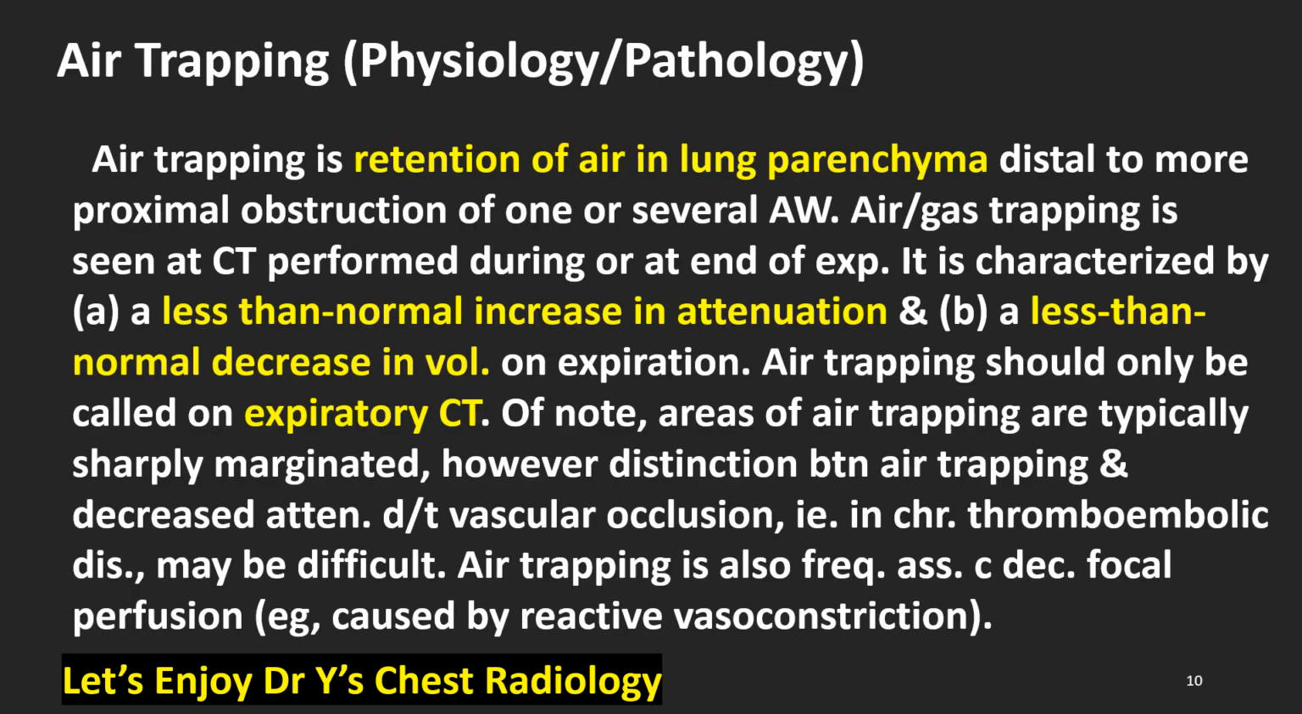Air trapping, physiology, pathology. Air trapping is retention of air in the lung parenchyma distal to a more proximal obstruction of one or several airways. Air or gas trapping is seen at CT performed during or at end of expiration. It is characterized by a, a less than normal increase in attenuation, and b, a less than normal decrease in volume on expiration. Air trapping should only be called on expiratory CT. Of note, areas of air trapping are typically sharply marginated. However, the distinction between air trapping and decreased attenuation due to vascular occlusion, in other words, in chronic thromboembolic disease, may be difficult. Air trapping is also frequently associated with decreased focal perfusion, in other words, caused by reactive vasoconstriction.